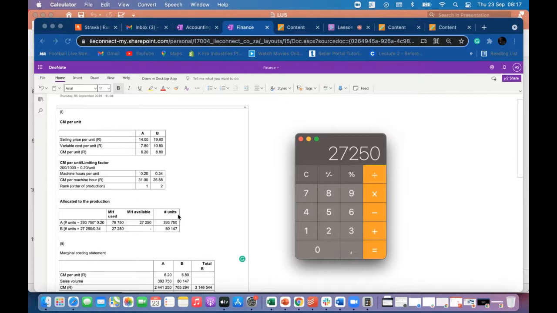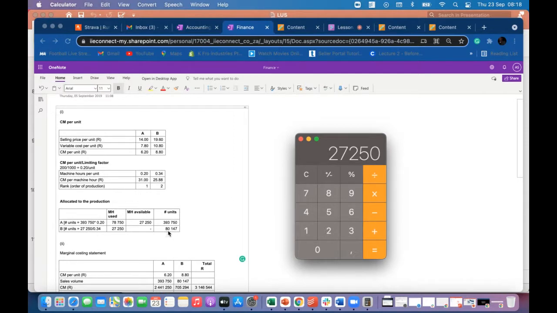So here, in terms of number of units, you can see we've put all the units for A. We are producing all the units for A, but we only have 27,250 left for B. So we say, okay, based on those machine hours, how many units of B can we make? We know that it takes us 0.34 hours to produce 1 unit of B. So we say, okay, 27,250 divided by that will then give us how many units we can actually make.